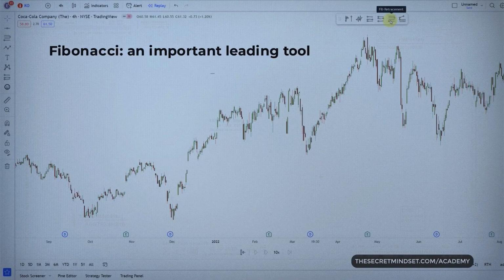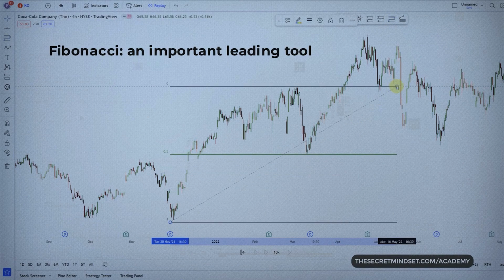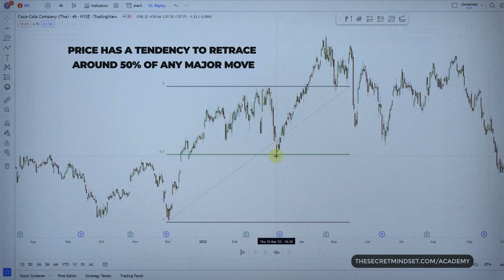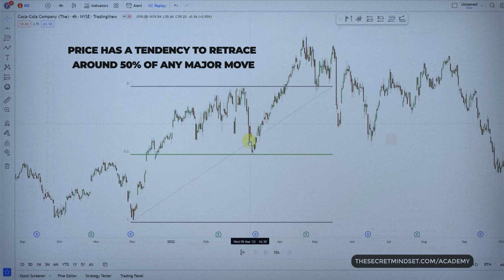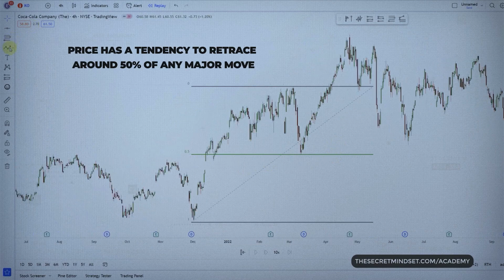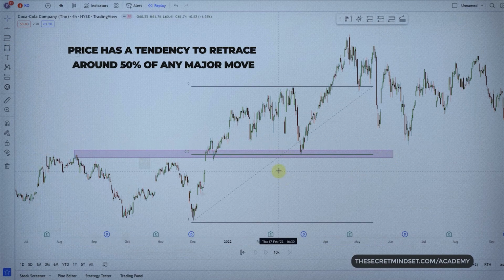Fibonacci is not quite a trading indicator, but it's an important leading tool to apply on your chart. Price has a tendency to retrace around 50% of any major move. If you look at any market, you can see it happening a lot. You need to monitor the pullbacks to the 50% fib level, as they are high probability levels for price to move back in the direction of the initial move.